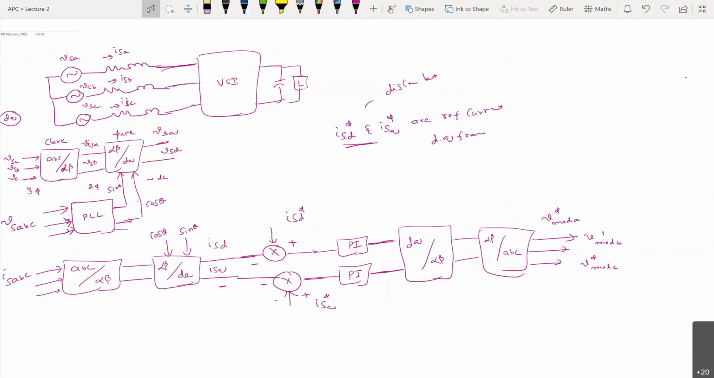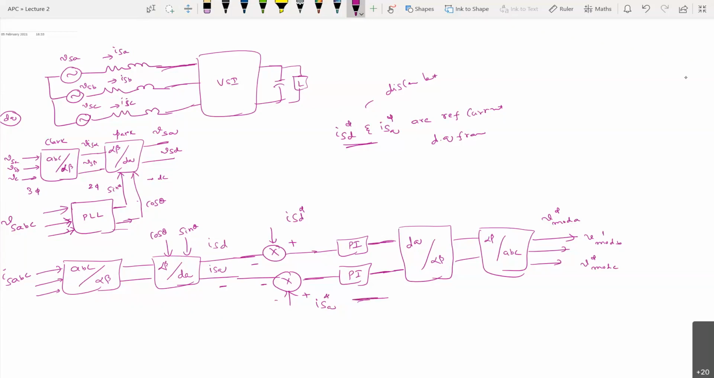First we change from ABC to the alpha beta reference frame, and from alpha beta to the DQ reference frame, by using the Clarke and Park transformation. Now these quantities will become DC, so the PI controller will work better. Compared to the earlier one, this one will give you better performance.